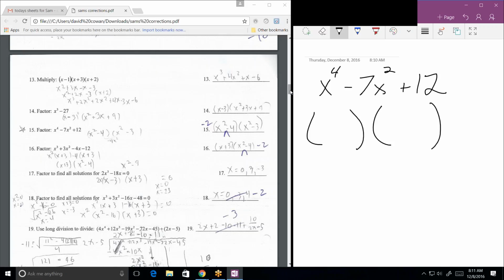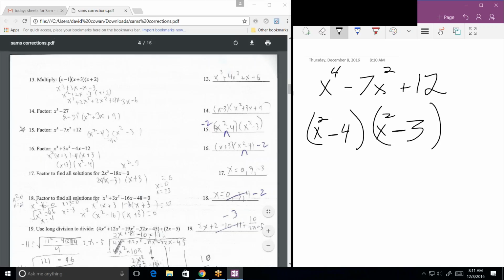You're going to break up the x to the fourth into x squared and x squared. Both signs are going to be negative because that's the only way you can produce a positive 12 there and a negative term in the middle. Factors of 12 that add to the number 7 are 4 and 3. Didn't I get that right? Oh, I see a minus 2 over here.